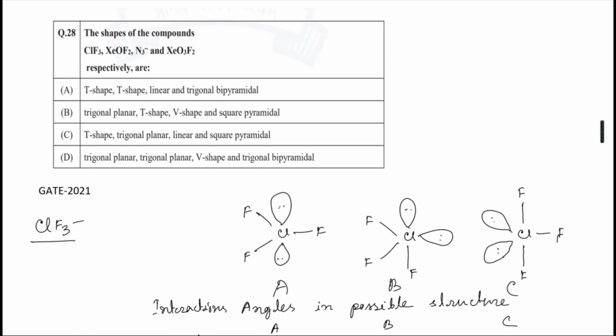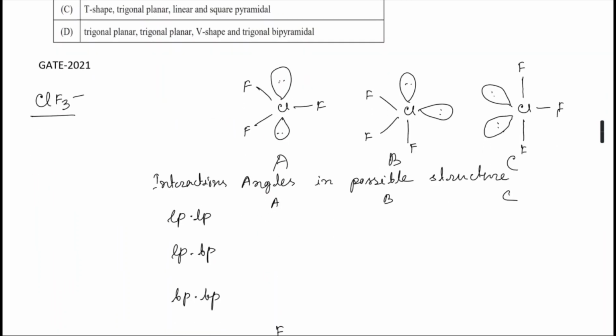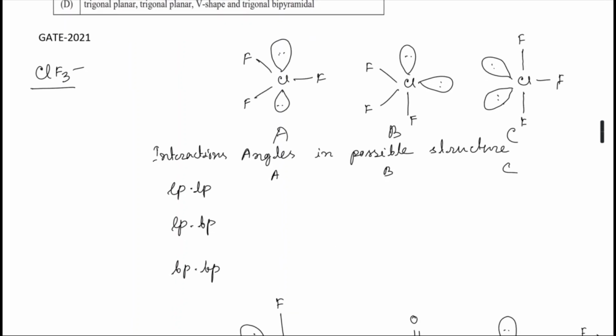Today we'll discuss one question which came in GATE 2021: the shape of these compounds, ClF3, XeOF2 and XeO3F2. This question can be explained with the help of VSEPR theory, that is valence shell electron pair repulsion. In this theory, we calculate the structure by calculating the total electron count, the steric number, lone pairs, sigma bonded electrons and pi bonded electrons.